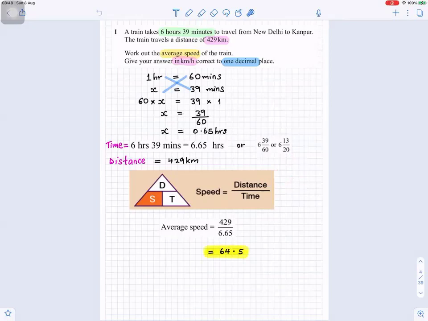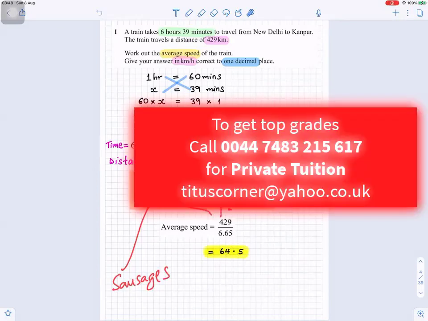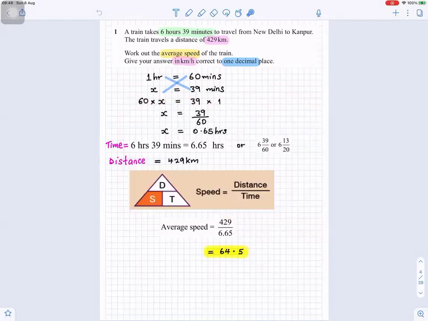The way I remember this is S for sausages, D for don't, T for talk. Sausages don't talk. Average speed will be distance divided by time. The distance is 429 kilometers, the time is 6.65. That gives you 64.5.